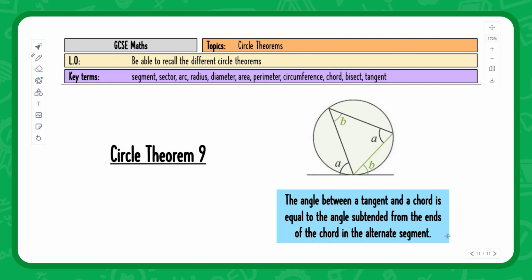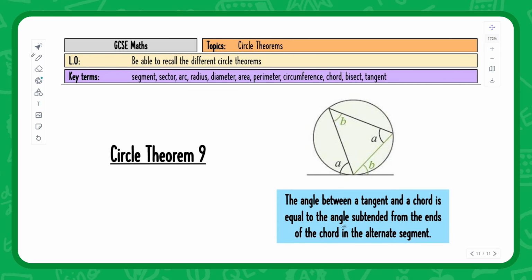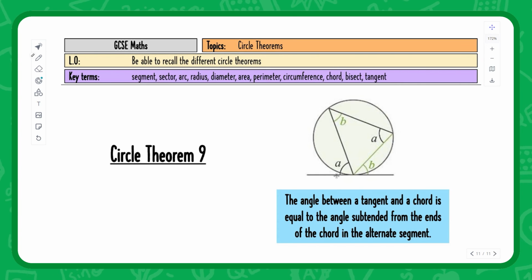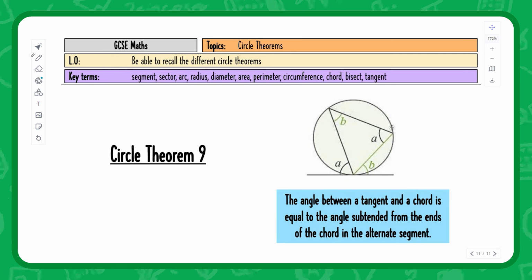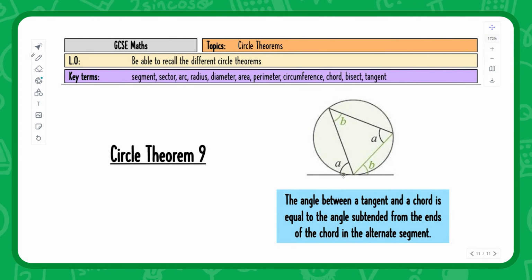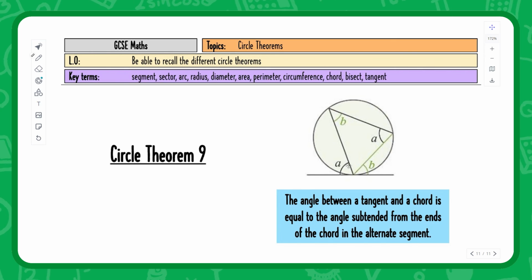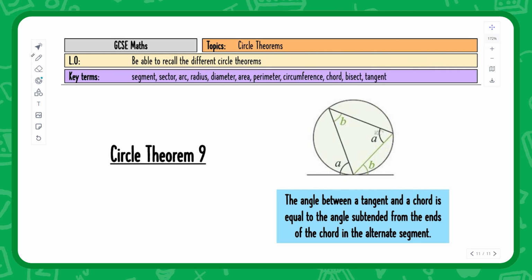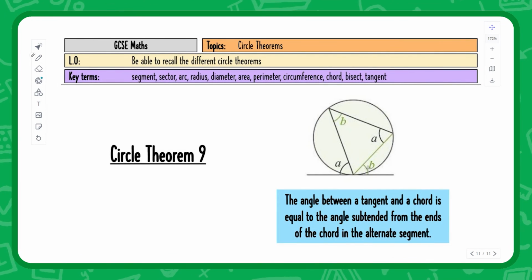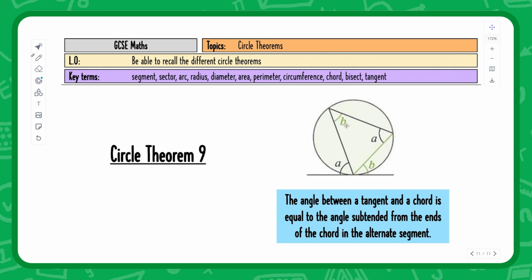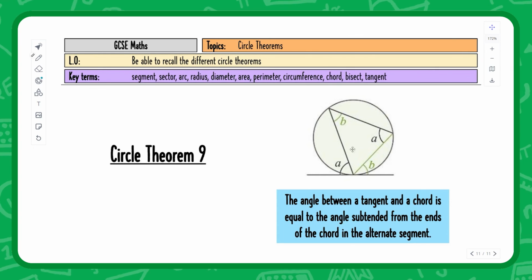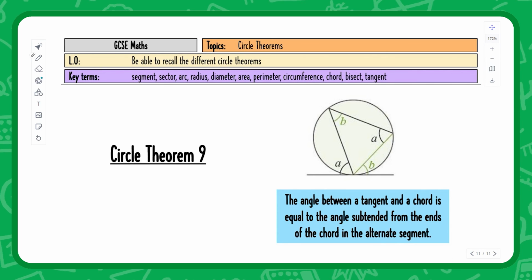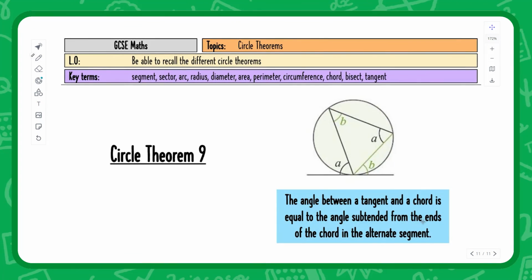And then the final circle theorem is the angle between a tangent and a chord. This is the more complex one. It is equal to the angle subtended from the ends of the chord in the alternate segment. In other words, if you have a tangent and then a triangle within your circle, the angle between the tangent and the side of the triangle, or the chord, is equal to the interior opposite angle in the triangle. So B is equal to the interior opposite angle, so it would be this one. So always work with the opposites. And that's the most complex circle theorem that you need to memorize. And that's all of them.